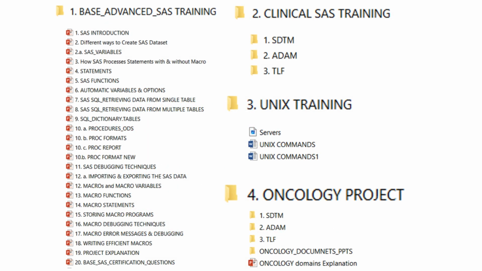Here are the contents for each training. Base and Advanced SAS is having statements, functions, procedures, output delivery systems, macros, SQL, dictionary tables, and advanced programming. Clinical domain is having SDTM, ADaM, tables, listings, figures, and validations. Unix training will be provided free of cost. It is having all the necessary commands for the project.